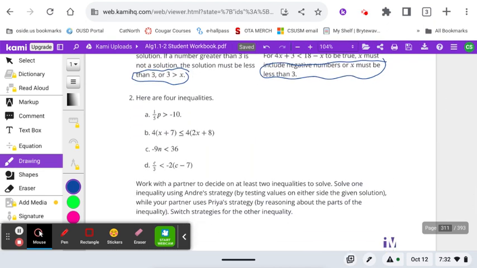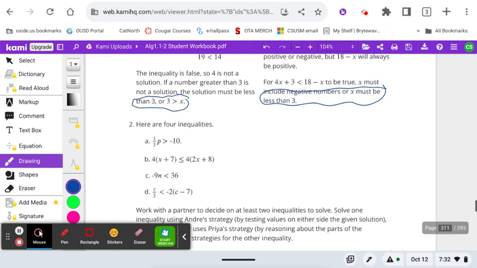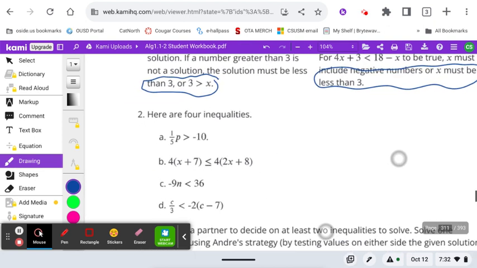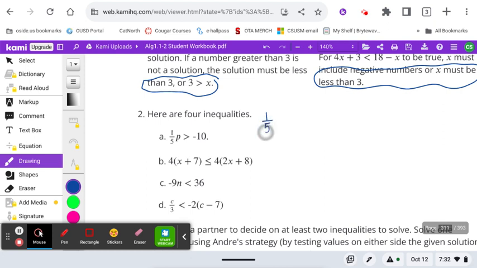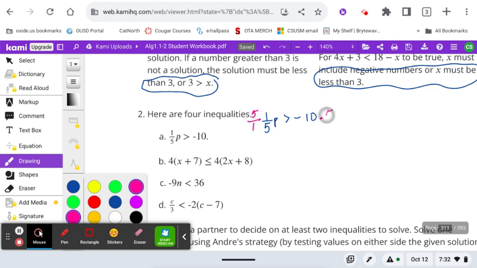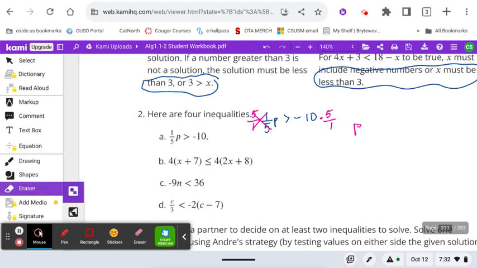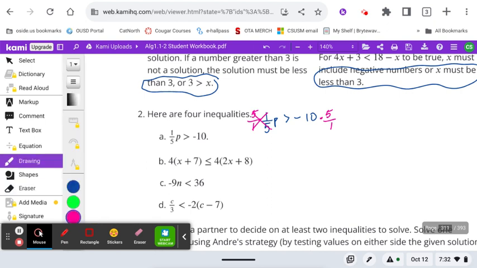And now here are 4 inequalities for you to try, and you have the ability to choose how you want to solve these. So for example, the 1/5 p greater than negative 10. For this one, in order to get rid of the 1/5, we're going to multiply both sides by the reciprocal, by 5/1, so that this crosses out, and we're left with p is greater than negative 50.